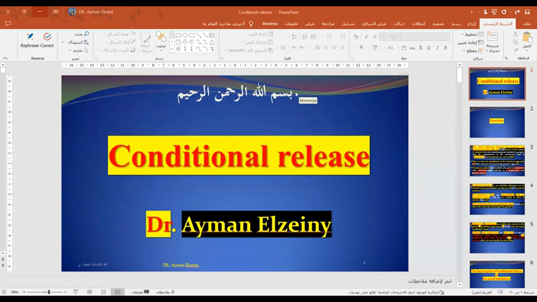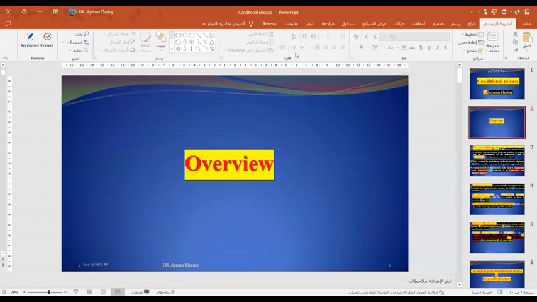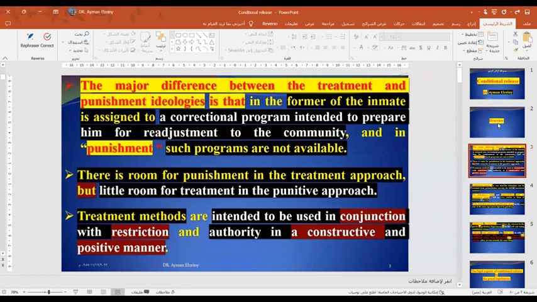Today we shall discuss the last item, the last subject in academic material: conditional release. We shall start our discussion regarding conditional release to present an overview and introduction of conditional release.